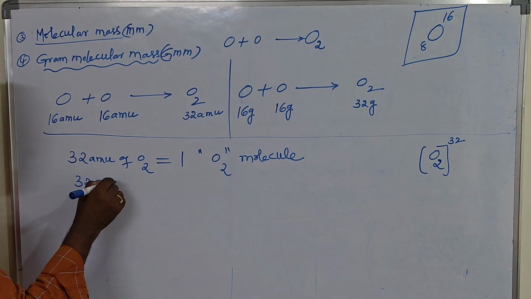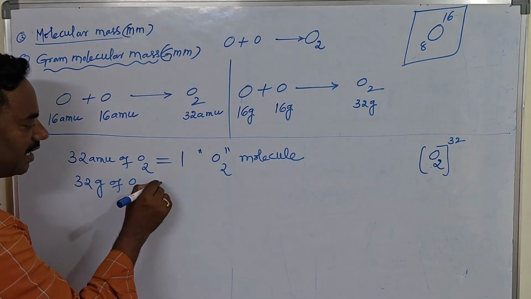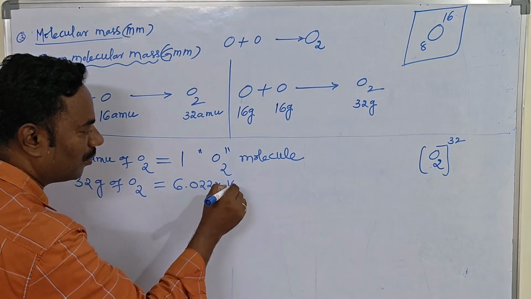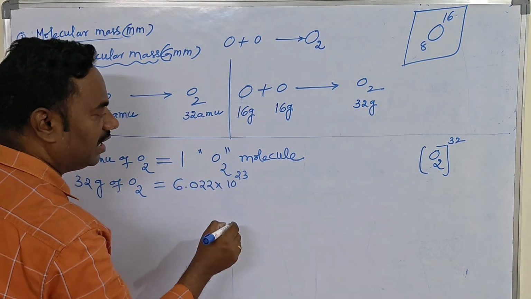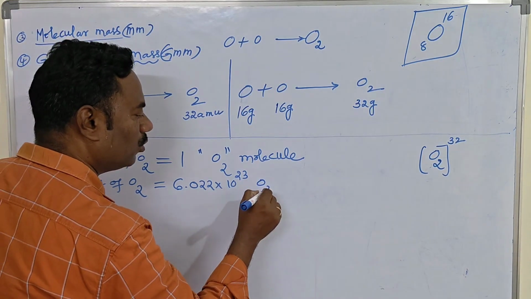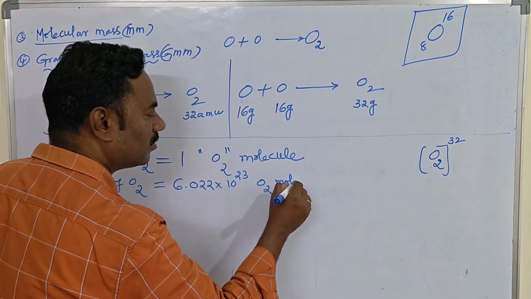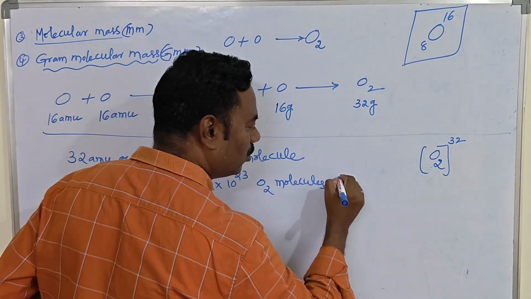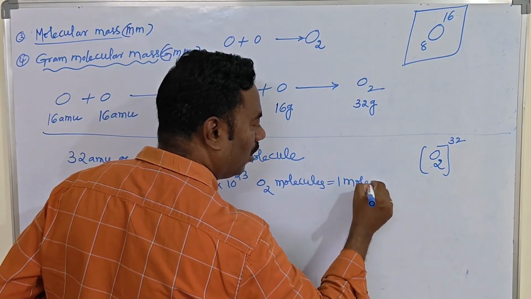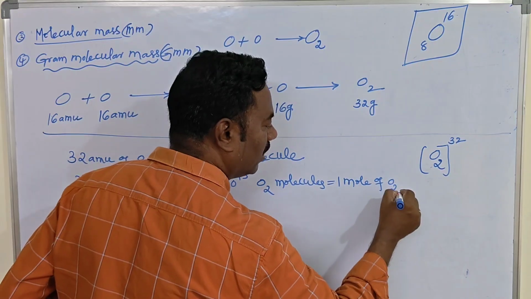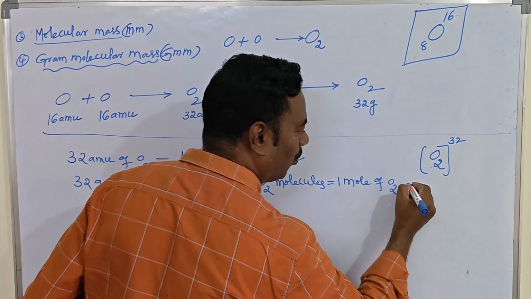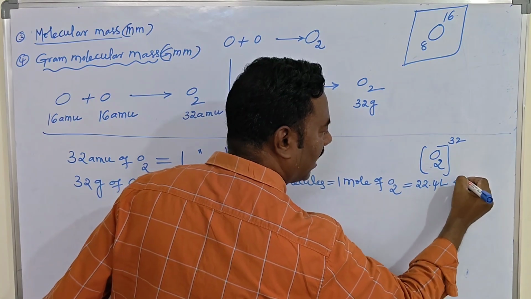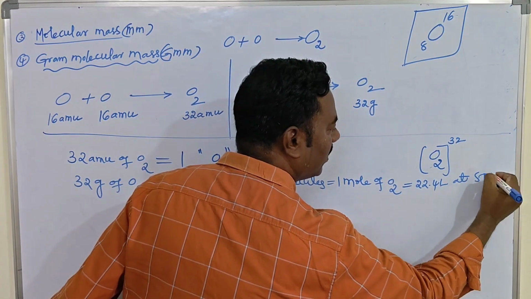32 grams of O2 contains 6.022 into 10 to the power of 23 O2 molecules, so that it is equal to 1 mole of O2. It is a gas which occupies 22.4 liters at STP.